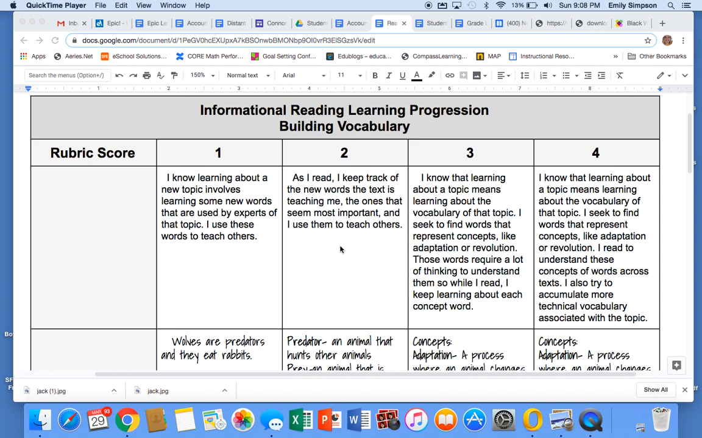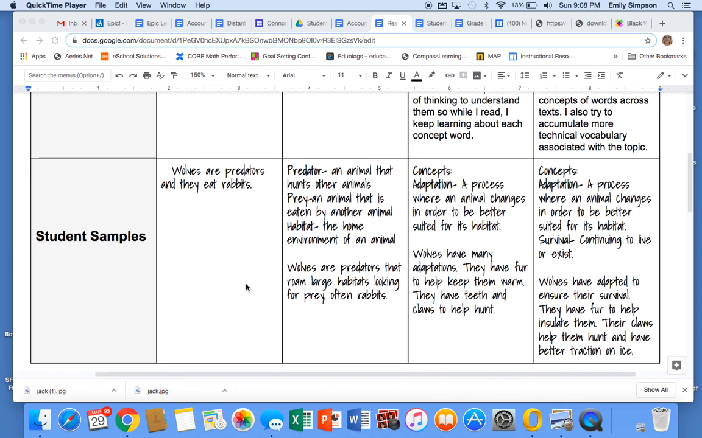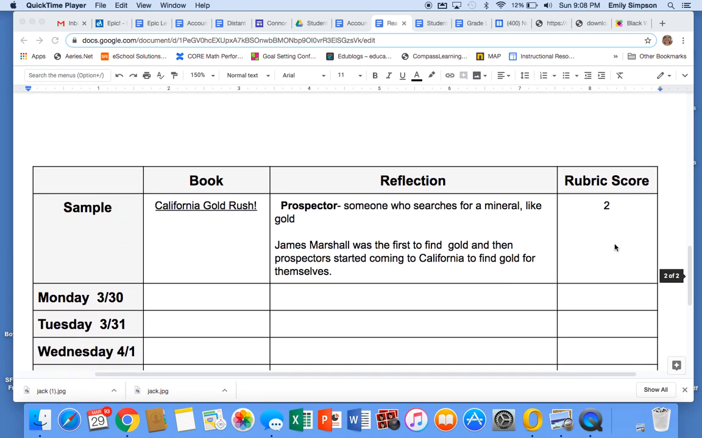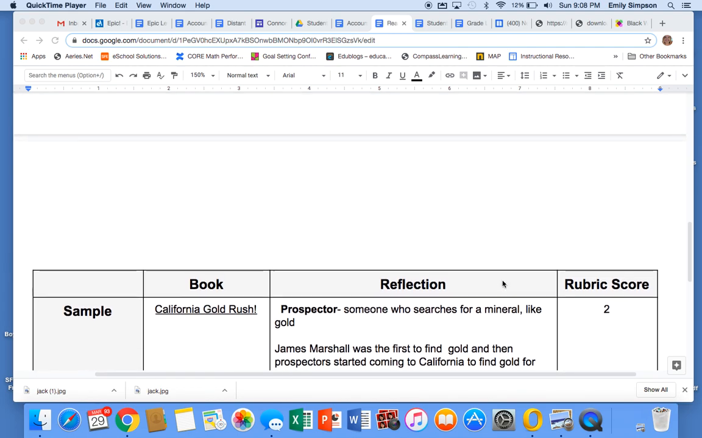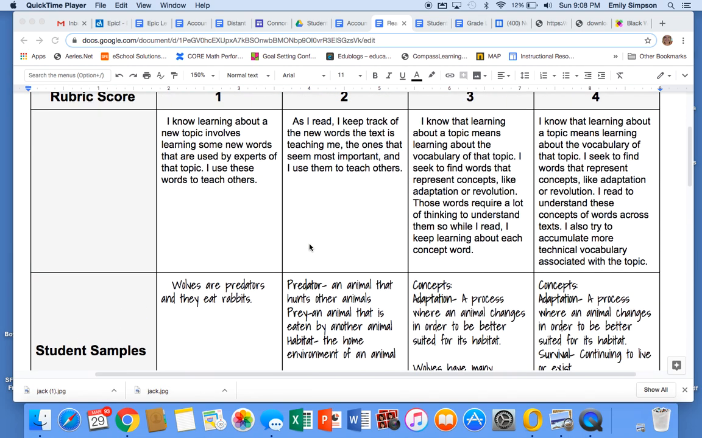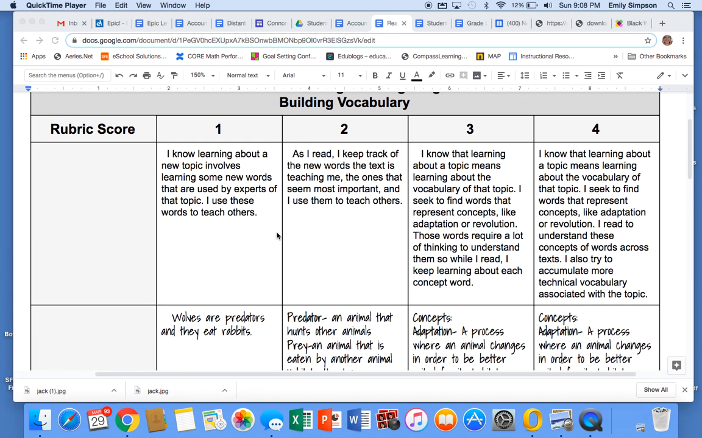So, just like last week, I pulled up a progression, which is what this looks like as you grow through the levels, and it's all focused on vocabulary. Just like last week, I also provided student samples so you could see what this work looks like. So when you go to score your own, you have a very clear picture of what you should be working towards. I'm going to go through this with a little bit more detail than last week because this is a progression we have not seen before.